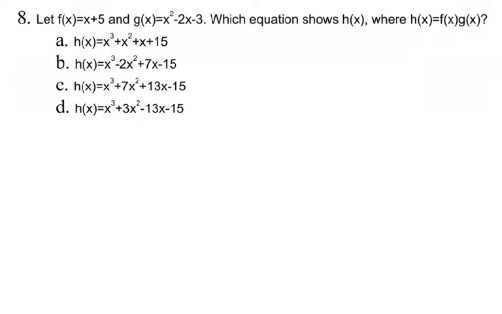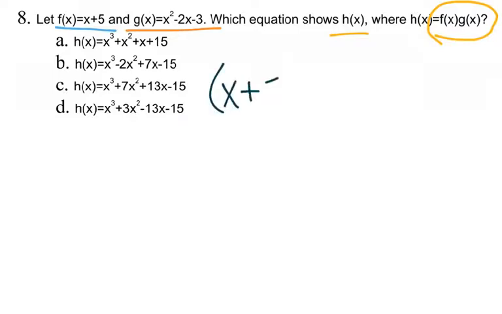Alright, so notice f of x equals x plus 5, g of x equals that. I want to find the equation h of x where they're being multiplied. So I don't know if you can see that, but they're being multiplied to each other. So it's just a really complicated way of saying, hey, multiply both of them.